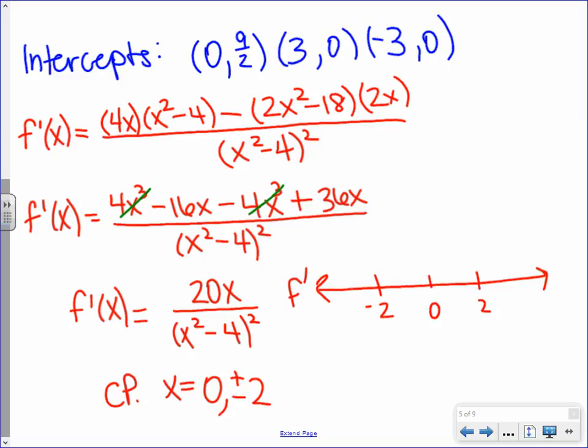Okay, now, on my number line, we already know that x equals 2 and x equals negative 2 are asymptotes. So I'm just going to label them as asymptotes. That way I don't accidentally identify them as a minimum or a maximum. Okay? Whew. All right.